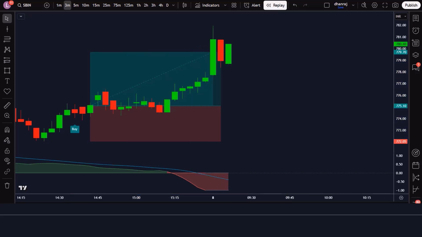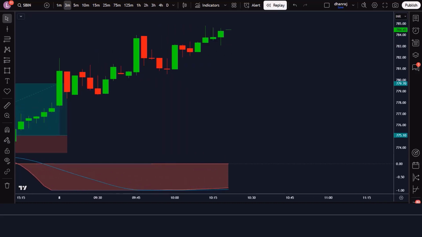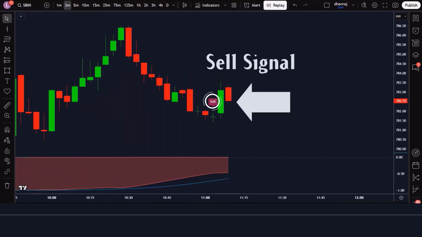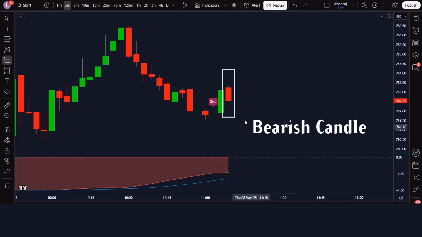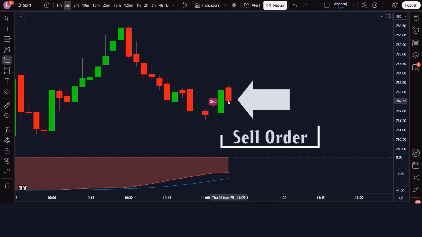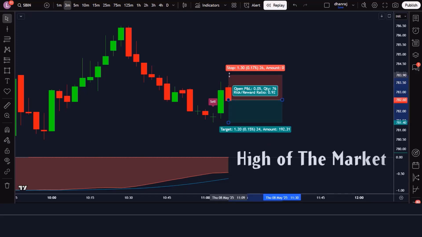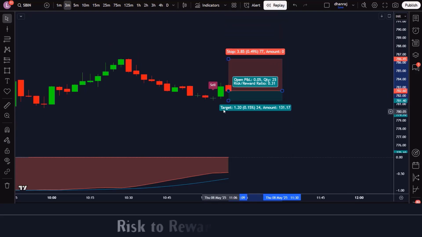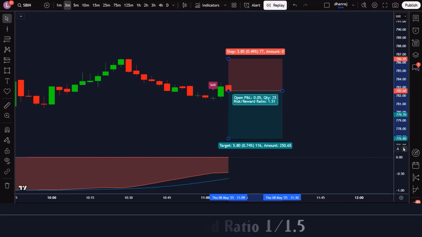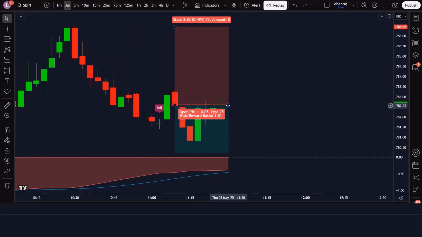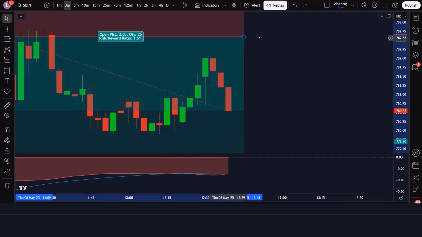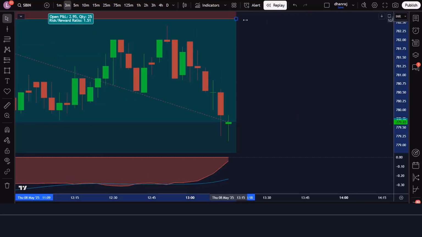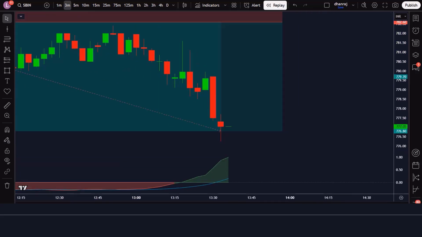I hope you must have understood this trading strategy. Let us now understand the short position. When the Black Trend Trader Indicator gives us a sell signal, when the Price Volume Trend Oscillator is in the red area, and when the market forms a bearish candle, if this condition is fulfilled, then we will place a sell order. Our stop loss is to be placed at the high of the market, and the risk to reward ratio will be 1:1.5. The market has completely hit the target.